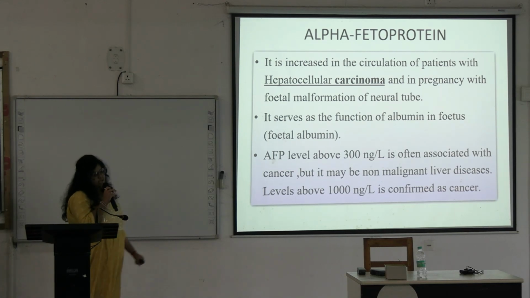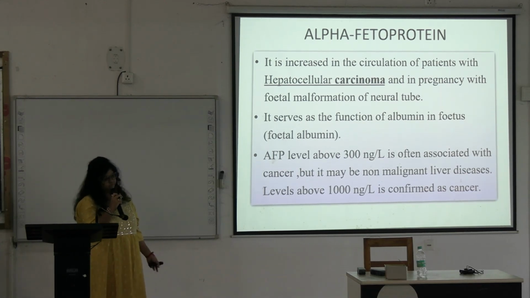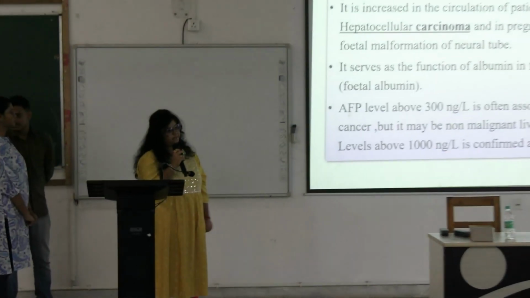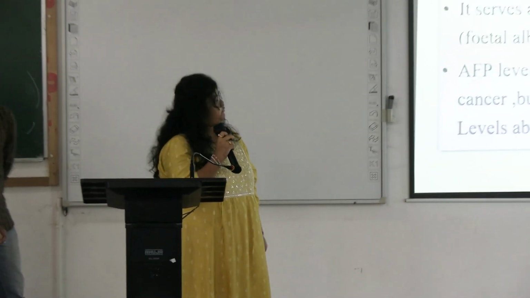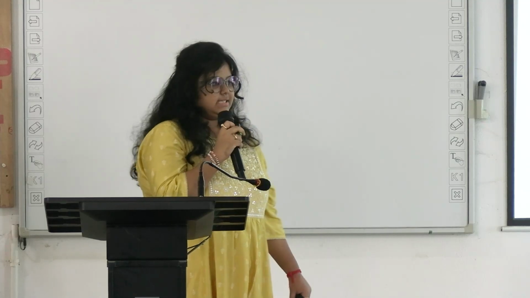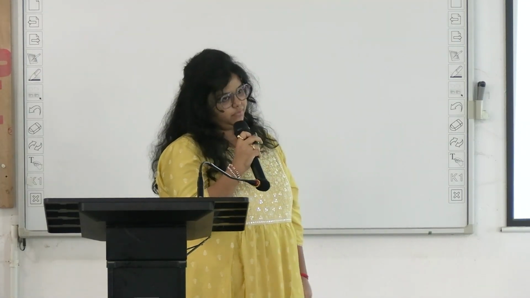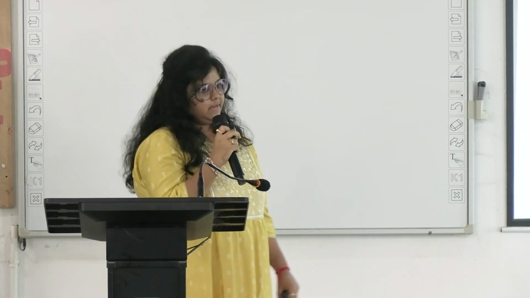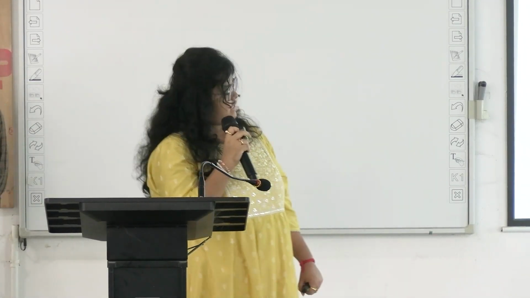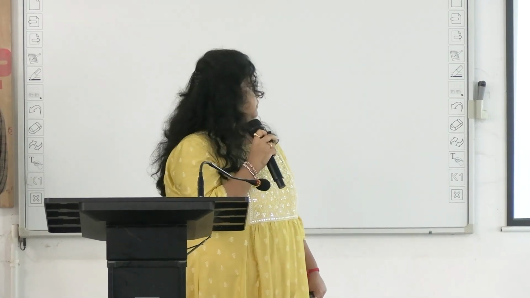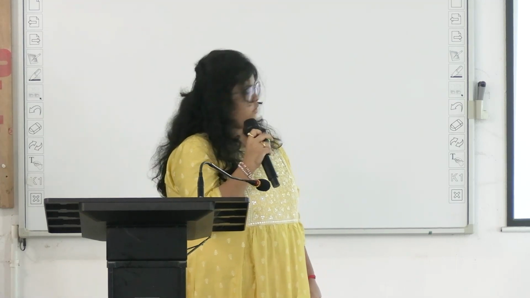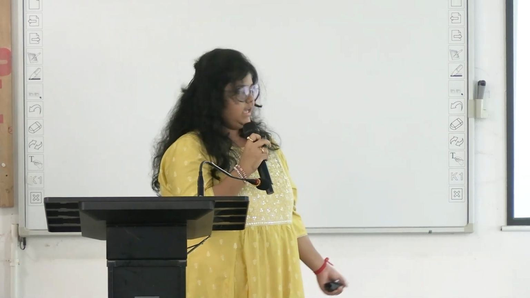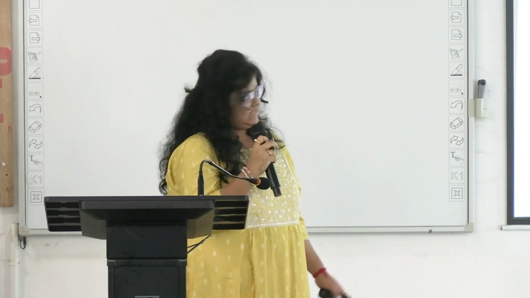Alpha fetoprotein is increased in the circulation of patients with hepatocellular carcinoma and in pregnancy with fetal malformation in neural tube. It serves as a function of albumin in fetus. This is called fetal albumin. And AFP level above 300 nanogram per liter is often associated with cancer, but it may be non-malignant liver disease. But AFP level above 1000 nanogram per liter is confirmed as cancer.